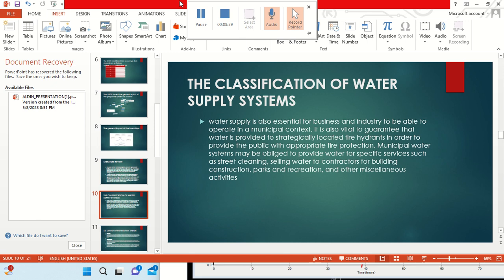Now we'll look at the classification of water supply systems. Water supply is also very important for business and industry, to be able to operate in a municipality context. It is also vital to guarantee that water is provided to strategically located fire hydrants in order to provide the public with appropriate fire protection, which is very important. A municipality water system may be obliged to provide water for specific services such as street cleaning, selling of water to contractors for building and construction, and parks and recreation, and other activities.